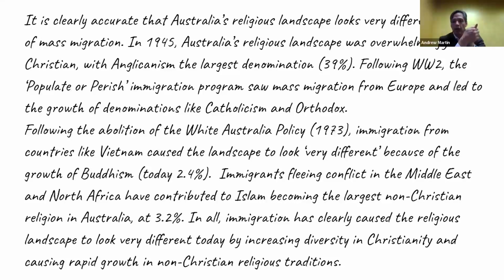Here's my next cause and effect. Immigrants fleeing conflict in the Middle East and North Africa led to Islam becoming the largest non-Christian religion at 3.2%. In all, immigration has, here's another judgment word, clearly caused the religious landscape to look very different today by increasing diversity in Christianity and causing rapid growth in non-Christian religious traditions. It's short, it's 5 out of 5, it's got detail and accuracy, it's got cause and effect. Bank it and move on.